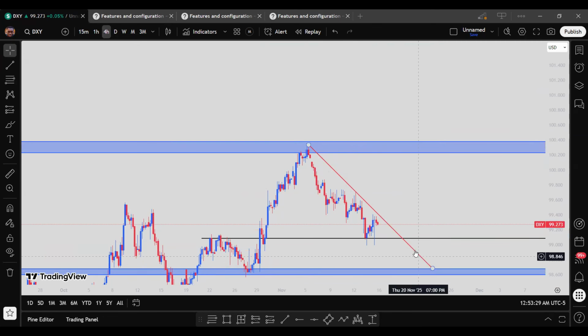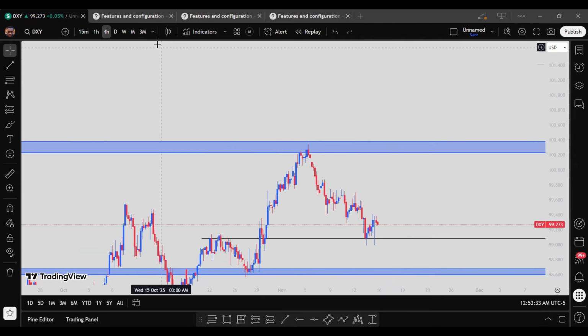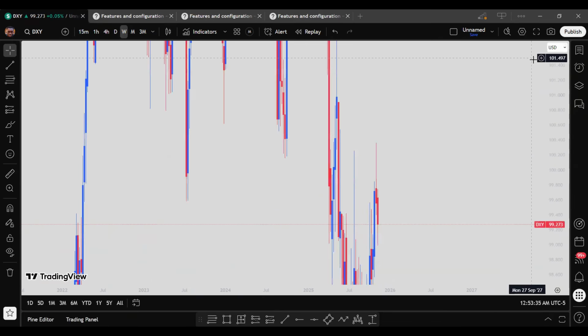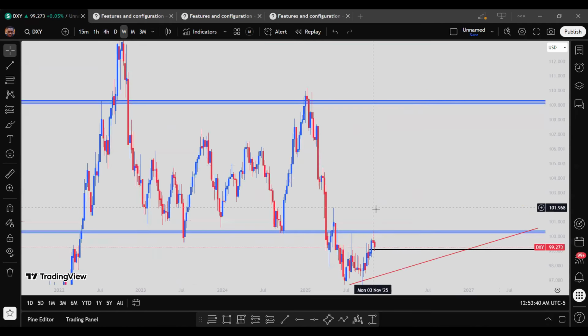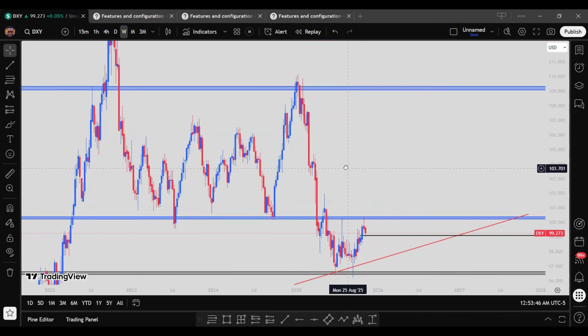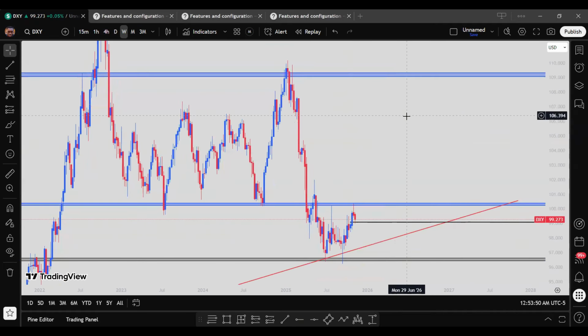If price is able to break out of this resistance level, if price breaks above it, we have enough space to the upside. If price could break higher from here, we have all the space to the upside. Though we have some minor levels around this zone, we have a lot of space for price to retrace back to the upside.